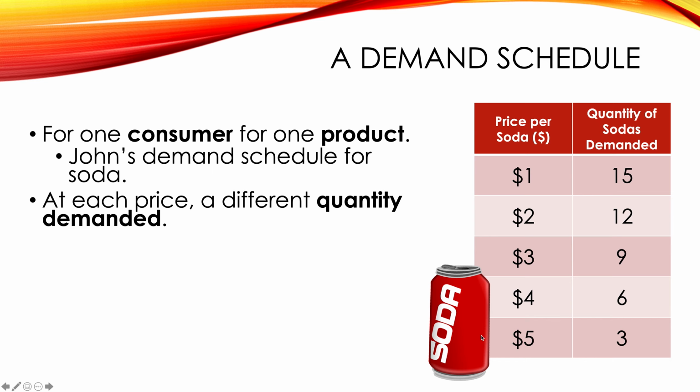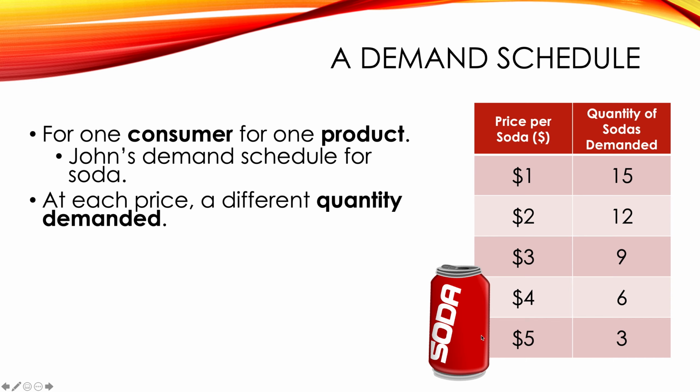So let's look at the information in the table. When sodas cost $1 a piece, John says, wow, that's a low price. I'm going to buy 15 sodas. Each one costs $1, so John's going to buy 15 sodas. When sodas cost $2 a piece, John doesn't want as many sodas anymore because the price of each soda is now higher. That's a disincentive to him. That means he's only going to now buy 12 sodas at that higher price.